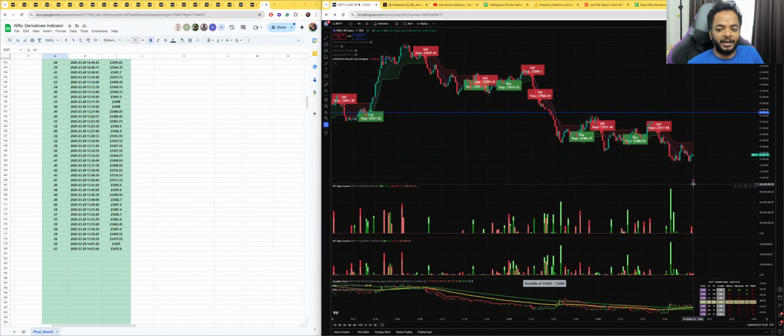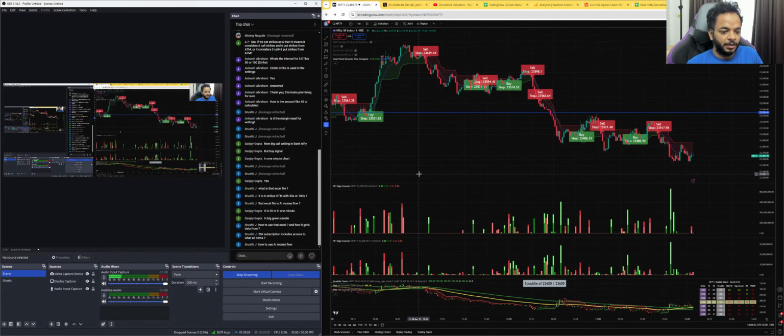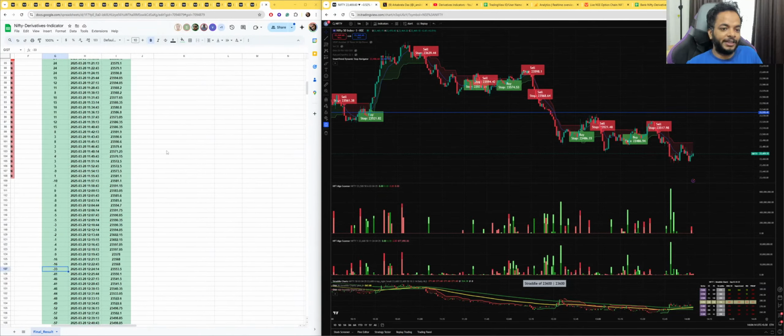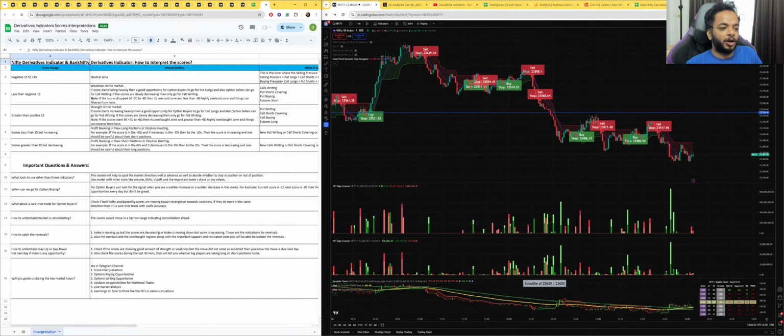Now coming back to what I was saying: how to use AI money flow. I have a very detailed document here. The link is here, so you can go to that document and see which score you can take as sideways, neutral, which is strength, which is negative. I have made it a detailed document.